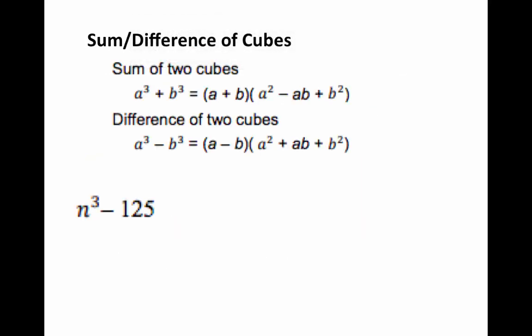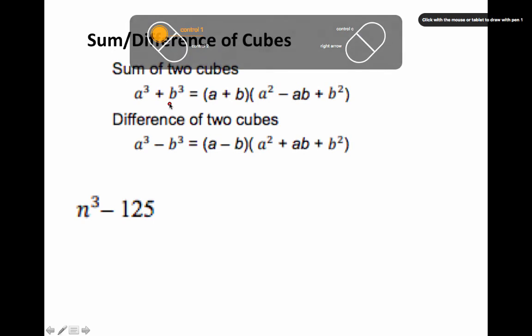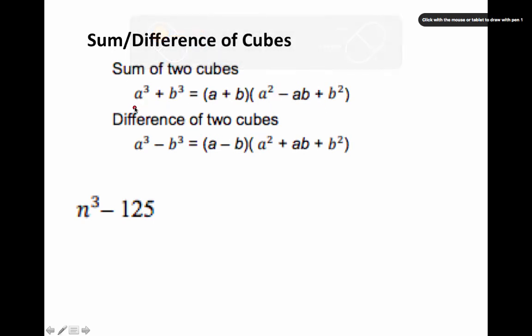Difference of two cubes. Something cubed minus something cubed, or something cubed plus something cubed, as the case may be. Please note, you're figuring out what was cubed and what was cubed, and we're just going to do straight substitution, very similar to the difference of two squares. So you've got to remember your perfect cubes.